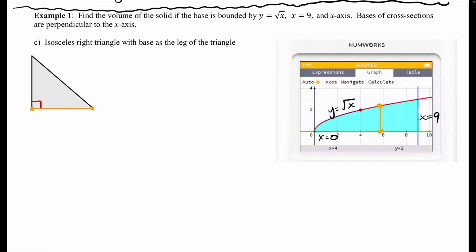Okay. Area of a triangle. What is the area of a triangle? Base times height divided by 2, right? Okay, let's see.